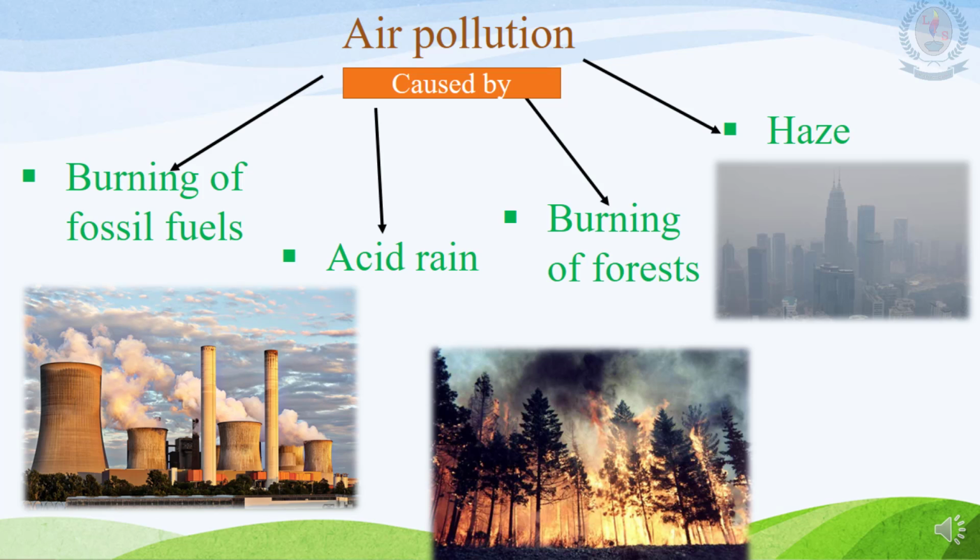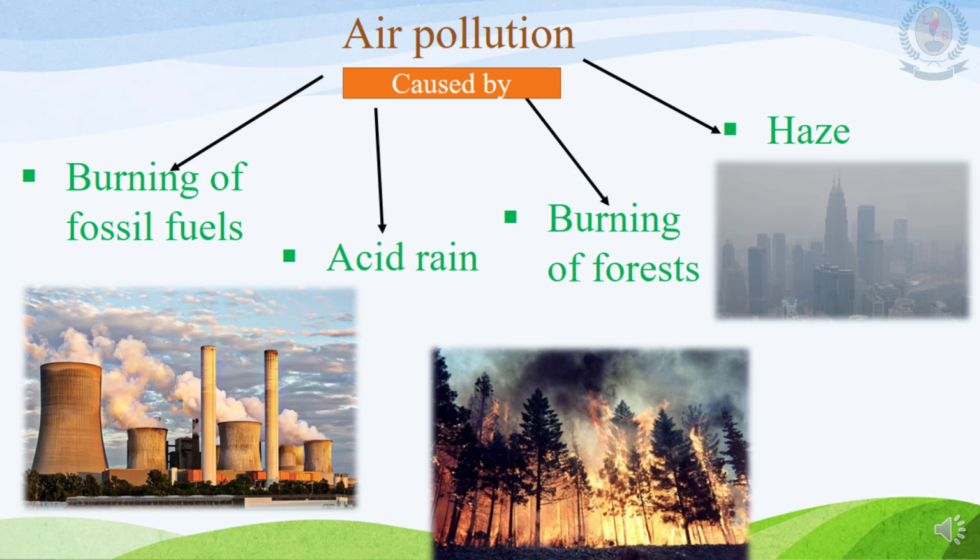The introduction of harmful chemicals and small particles into the air is called air pollution. So children, we can identify four major causes of air pollution. The first one is burning of fossil fuel. The burning of fossil fuels by factories and vehicles leads to the release of pollutants such as smoke and harmful gases such as carbon dioxide, sulfur dioxide into the air.